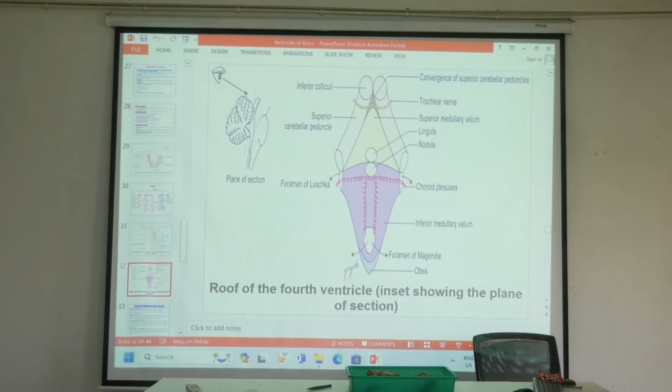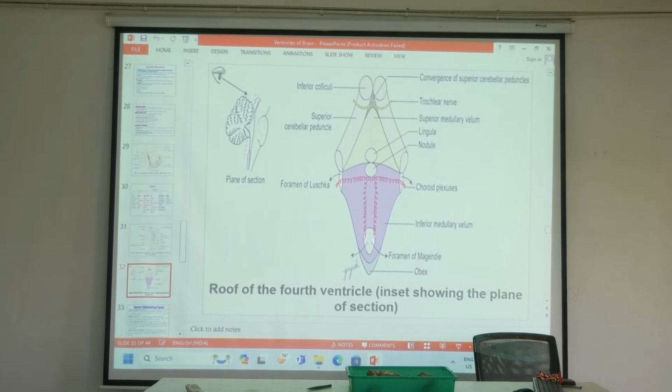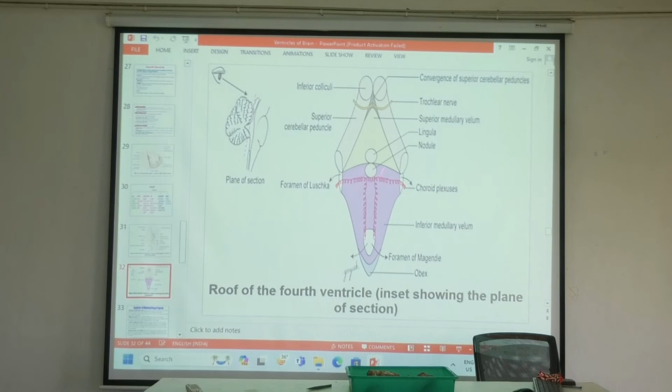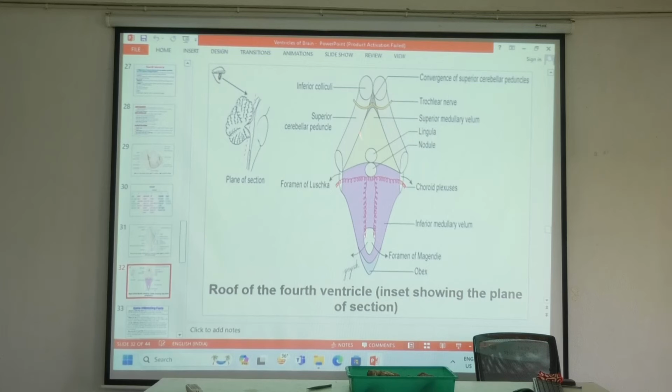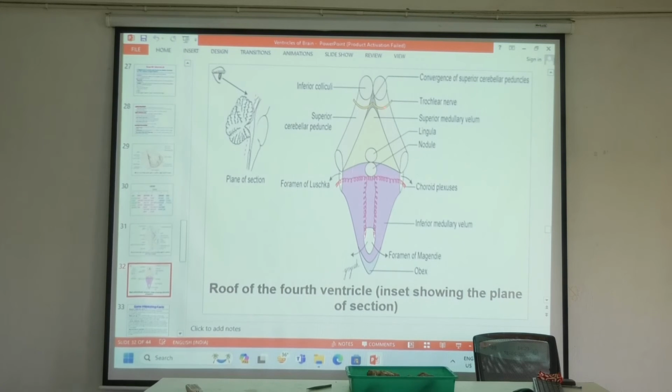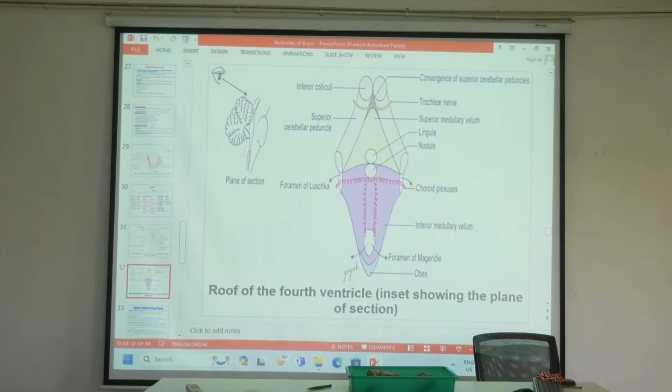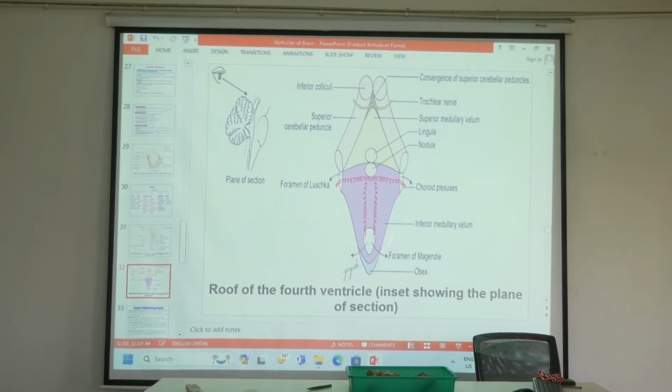Next you see here, this is the roof, as we have shown. These are the parts of the cerebellum. Above there is the lingula, below there is the nodule. This one is the superior medullary velum, and below here is the inferior medullary velum.